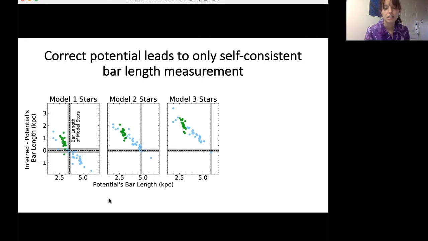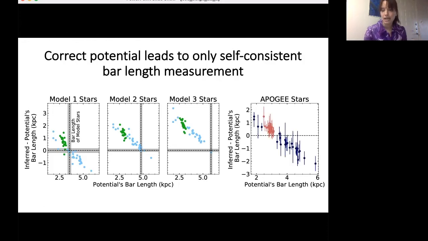And we see that basically we only get a self-consistent bar length when the potential is consistent with the model stars. So we see basically that it crosses right at 0 when we're at that bar length that matches the model stars. And so that'll change depending on which model we've taken the stars from. And so that means basically that we can apply this to APOGEE data and find which potential leads to this self-consistent bar length, and that'll be the potential that is best describing the APOGEE and Gaia data.